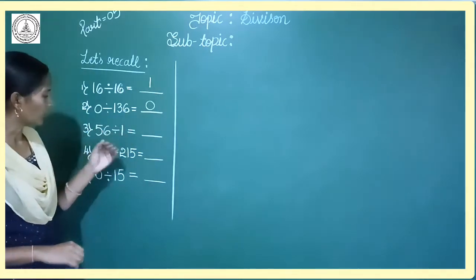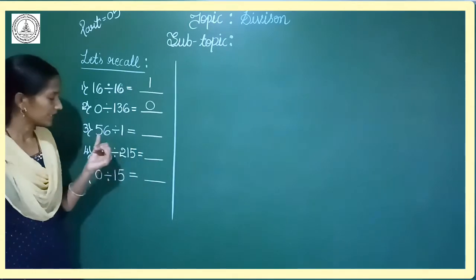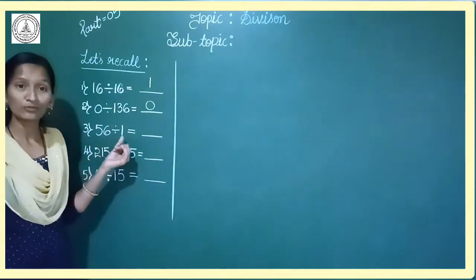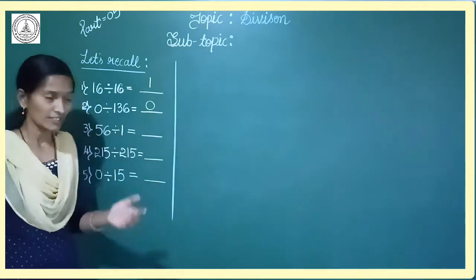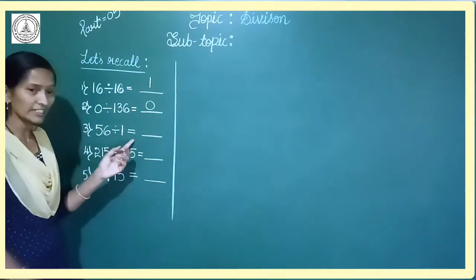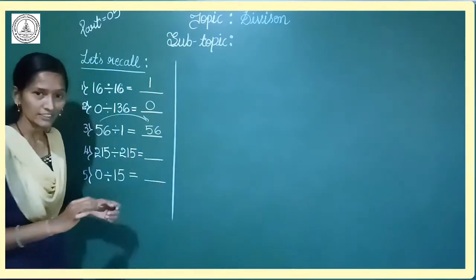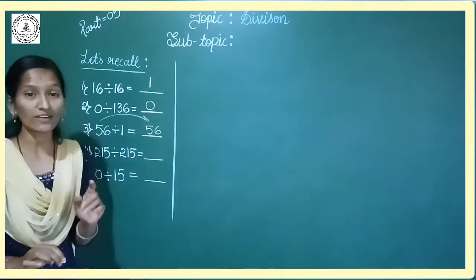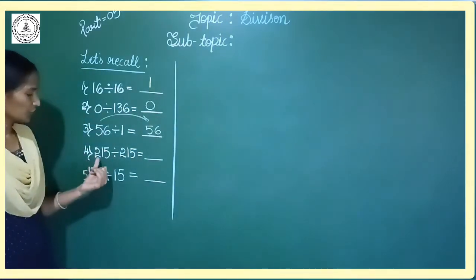Come to the third problem: 56 divided by 1. Any number divided by 1, the quotient is the same number itself. So 56 divided by 1 is 56. This is the first property of division. Now come to the fourth problem.